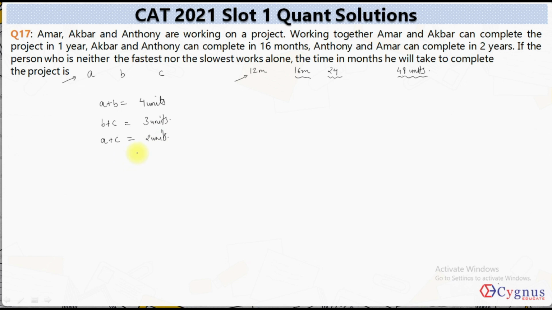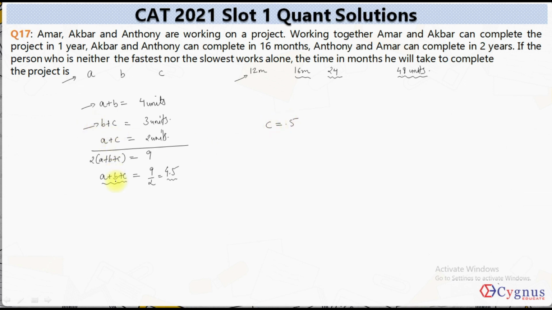So when you add it, what will you get? Twice of (A plus B plus C) is equal to 4 plus 3 plus 2, that is 9. So together the combined work of 1 month would be 9 by 2, that is 4.5. So I know that the sum of 1 month's work of A, B and C is 4.5. And I also know that Amar and Akbar together can do 4 units out of that. So what is Anthony's 1 month's work? Only 0.5.